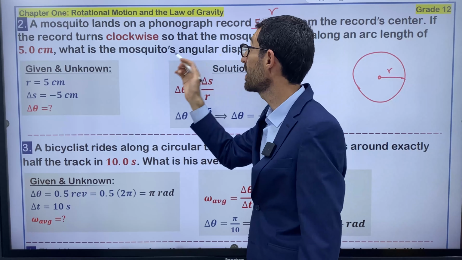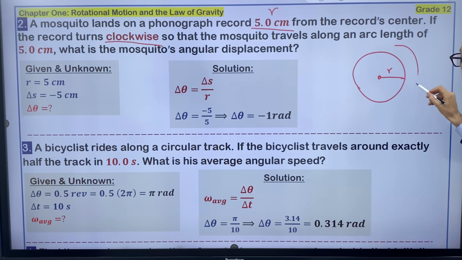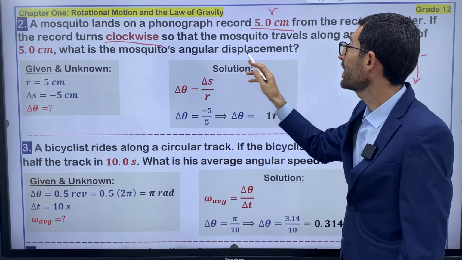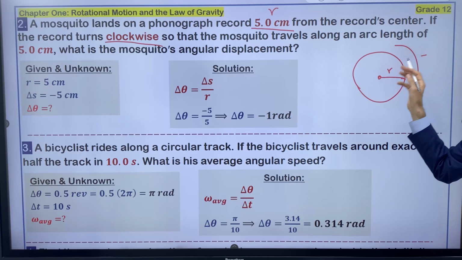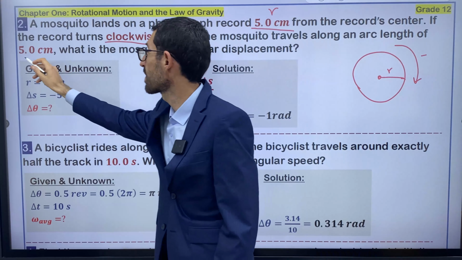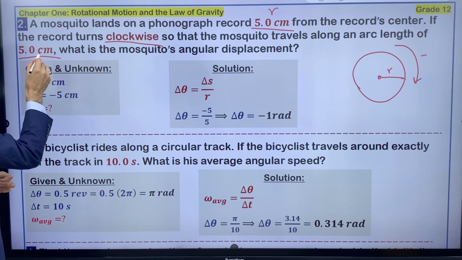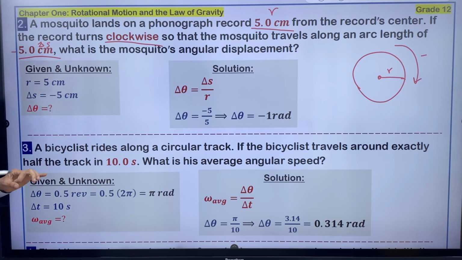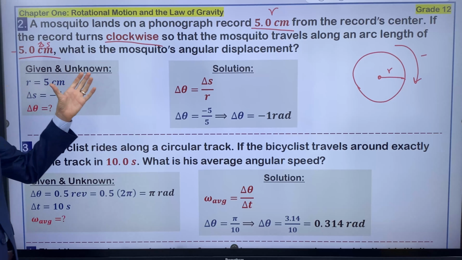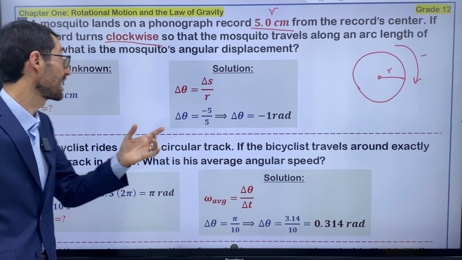If the record turns clockwise, meaning in this direction. Clockwise means negative direction, yeah? Negative. So that the mosquito travels along an arc length of 5 centimeters. So we have delta S, arc length means delta S, and it's negative, right? Delta S is negative because it says clockwise, because clockwise means it's in the same direction as clock hands.